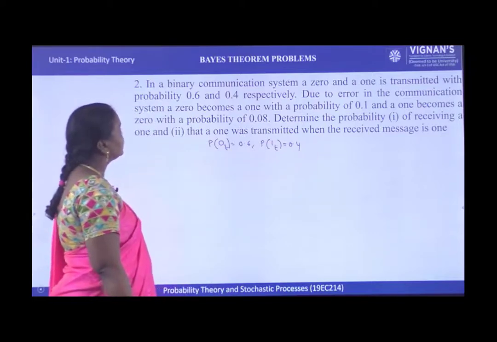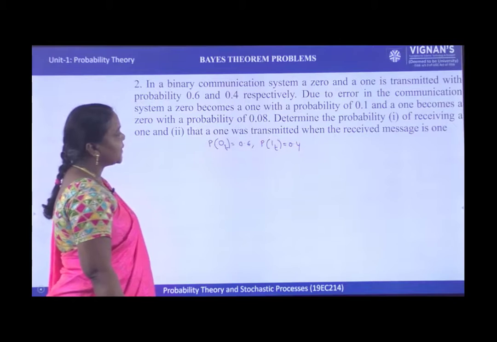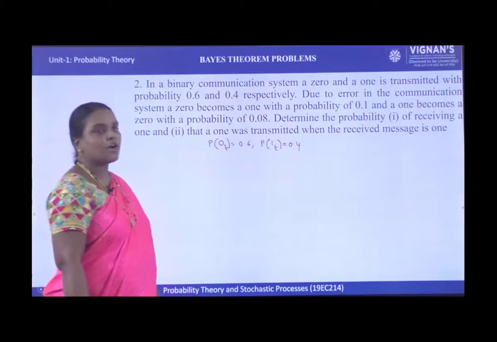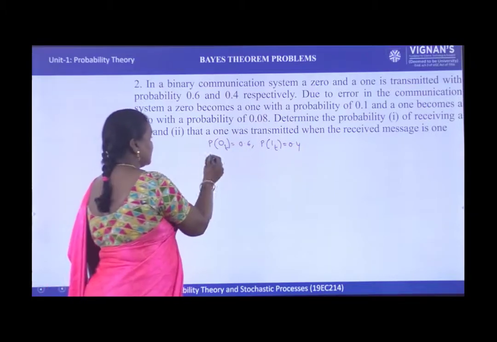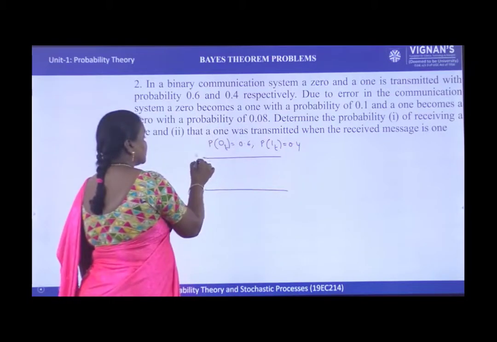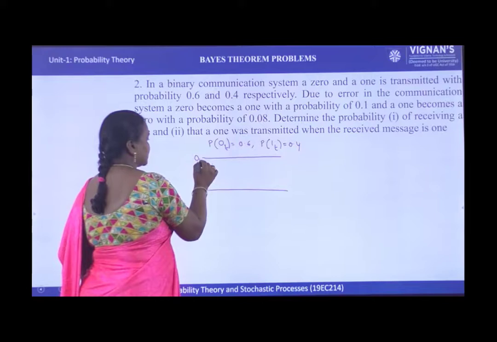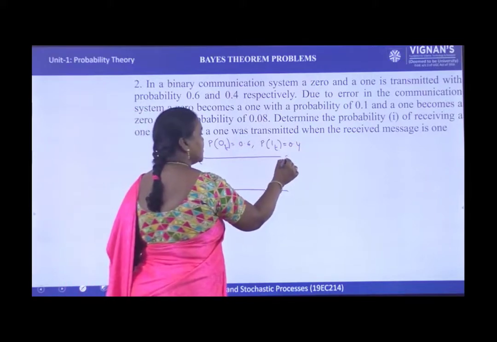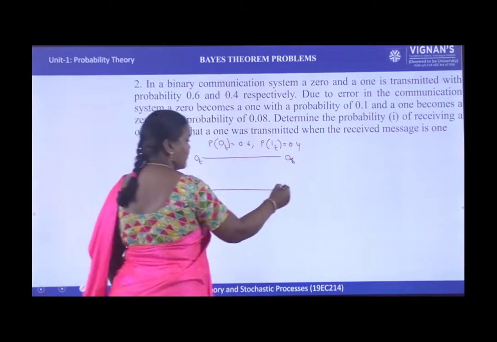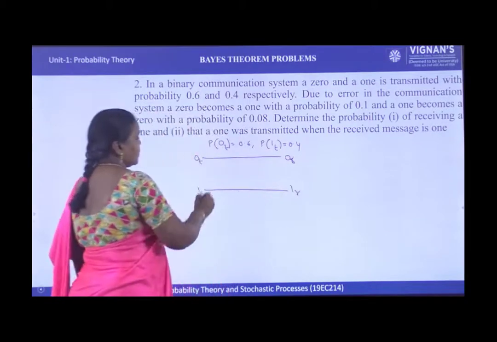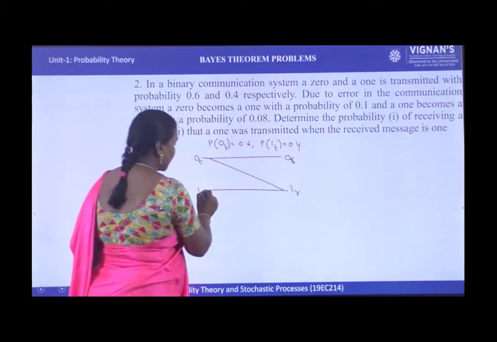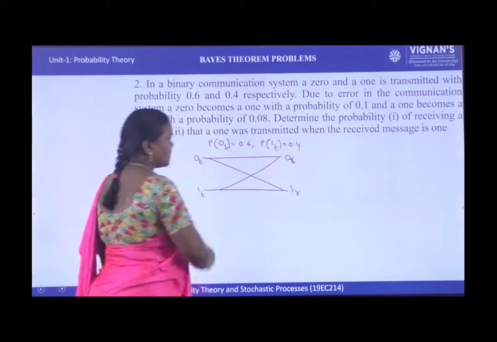And then due to error in communication system, a 0 becomes a 1 with a probability of 0.1. What does it mean? So this is the binary communication channel. 0, 1. So it is transmitting end. At the receiving end, it might be received as 0 or 1. Okay. Sometimes 0 can be received as 1 and 1 can be received as 0 because of error.